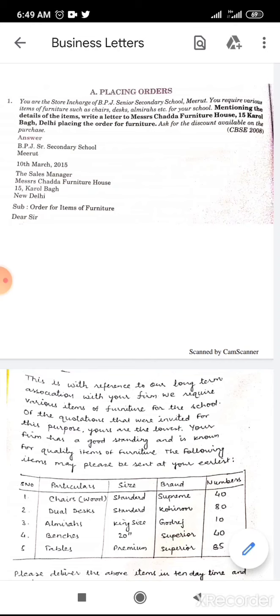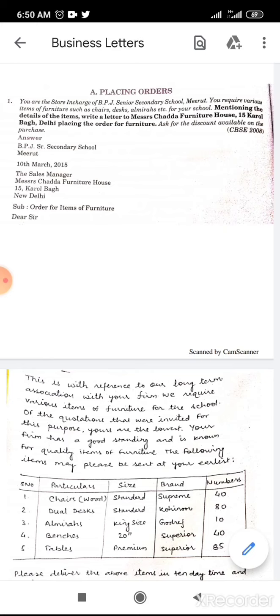Placing orders, when we require something for our company, for our business unit, for our school, for our institution, wherever we are working. So here I start reading the question to understand what it requires. You are the store in charge of BPJ Senior Secondary School, Merit, and you require various items of furniture such as chairs, desks, almirahs, etc. for your school. Mentioning the details of the items, write a letter to Messrs. Chadda Furniture House, 15 Karol Bagh, Delhi, placing the order for furniture.